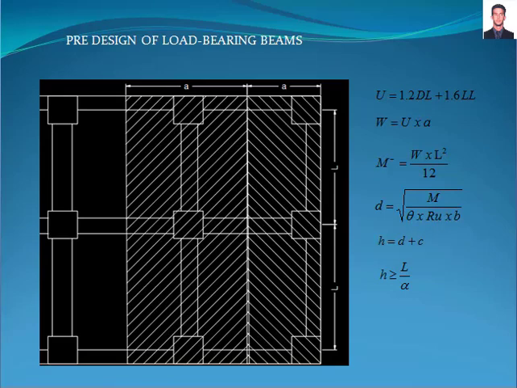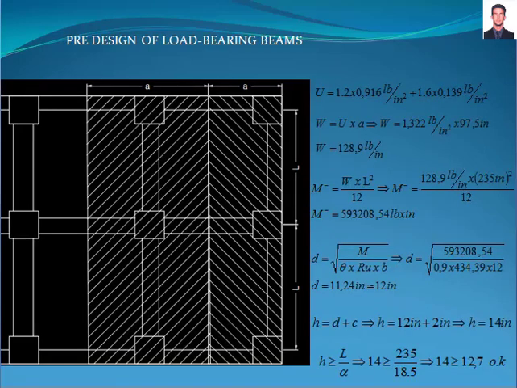Finally, we perform the deflection check based on Table 9.3.1.1 of the American Concrete Institute 318 standard. Now, we are going to design this beam on the roof slab, knowing that the width of the beam is 12 inches.